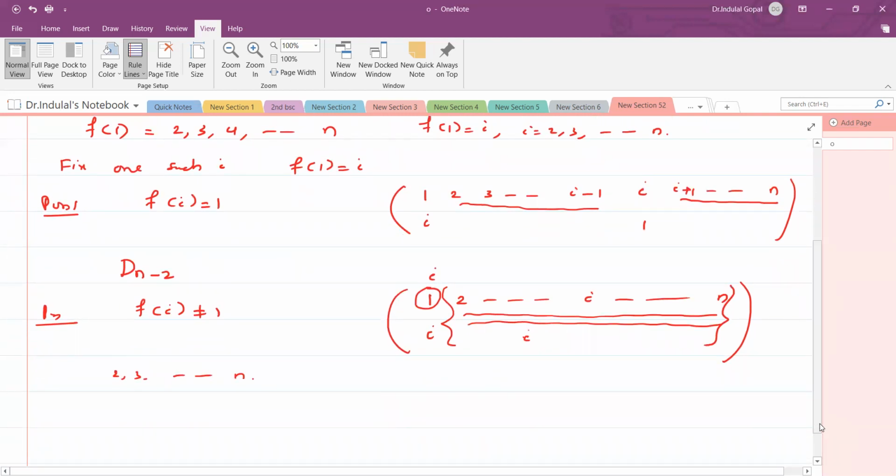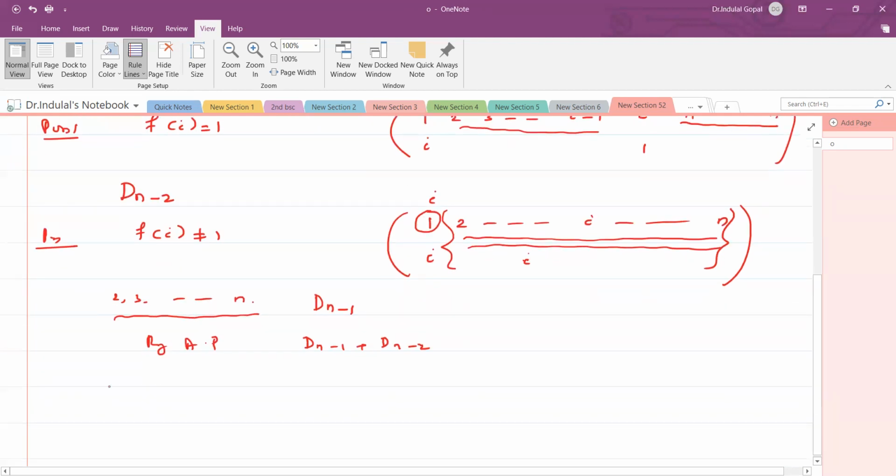As in the first possibility, there is a one-to-one correspondence between the set of all derangements on these n minus 1 symbols and the set of all derangements on n symbols in which f of i is not equal to 1 and the image of 1 is i. Again, by the bijection principle, there are dn minus 1 such derangements on n minus 1 symbols 2, 3, etc. Therefore, for a fixed i, by the addition principle, there are dn minus 1 plus dn minus 2 derangements on n symbols satisfying this condition.